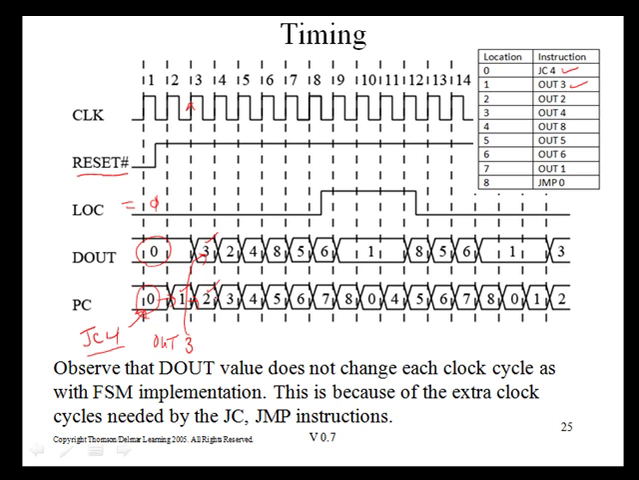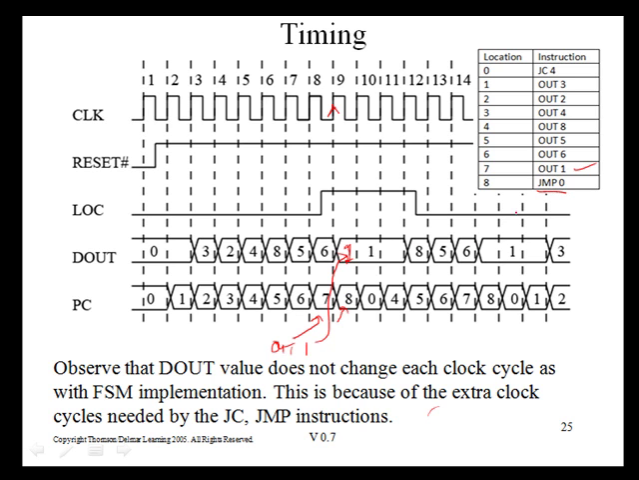We're going to fetch and execute the instruction at location 2, which happens to be an out 2, which means that this 2 is going to appear on the dout bus on that rising clock edge. During this clock cycle, our program counter is at location 7, which means that we're executing the instruction out 1. So this 1 is going to appear on the dout bus after this rising clock edge. At this point, we're then going to fetch the instruction from location 8.